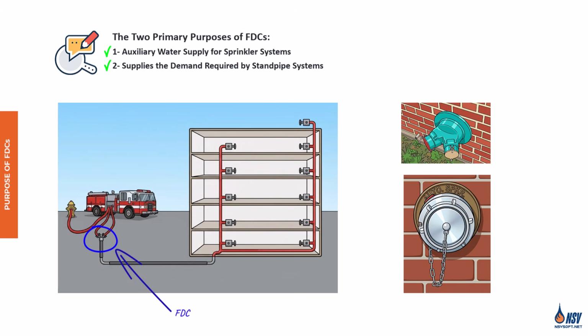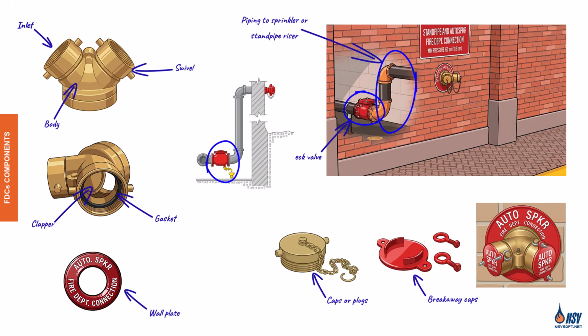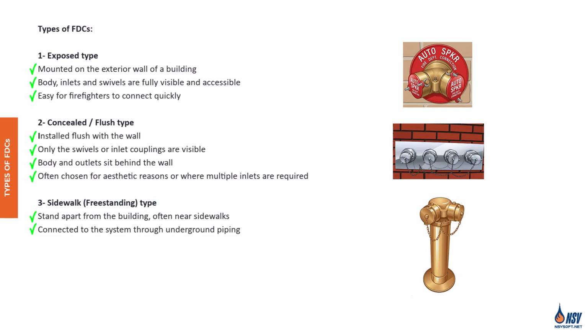In the previous video, we wrapped up by explaining the connection points of FDCs in various sprinkler and standpipe systems. In Part 2, we'll continue building on that foundation.